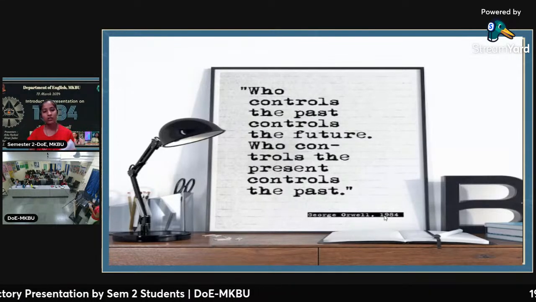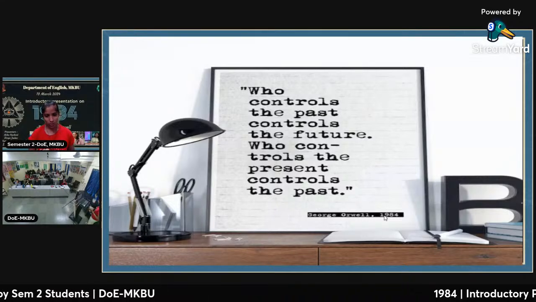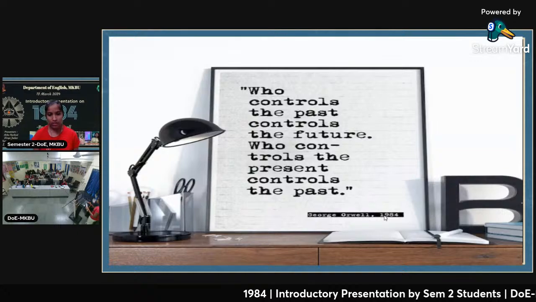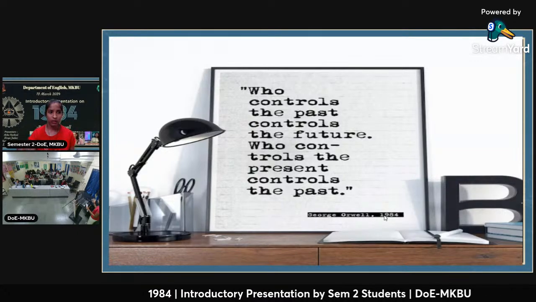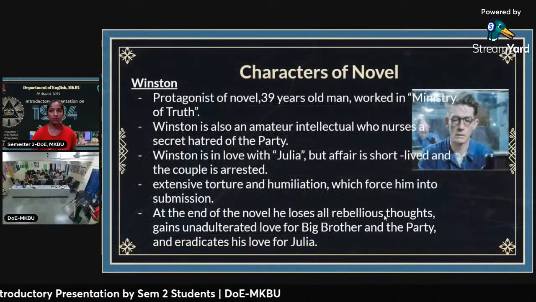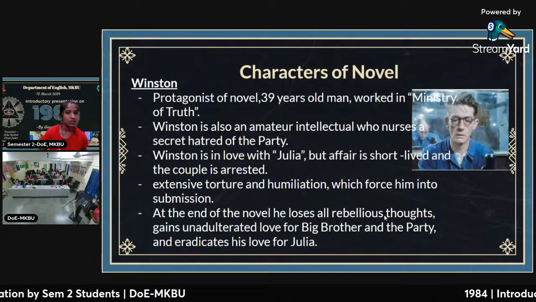And here is one quote by George Orwell: who controls the past controls the future; who controls the present controls the past. And I would like to call Kusum for further information.